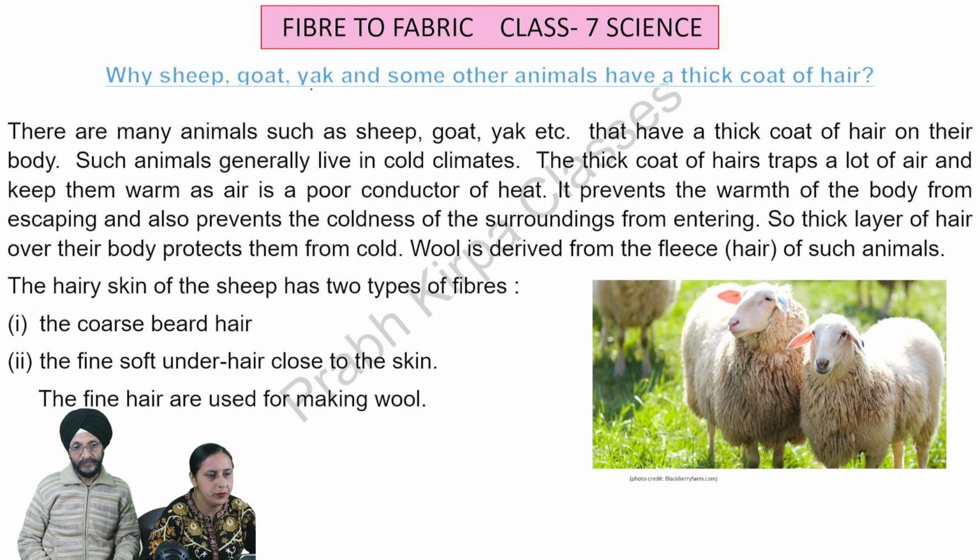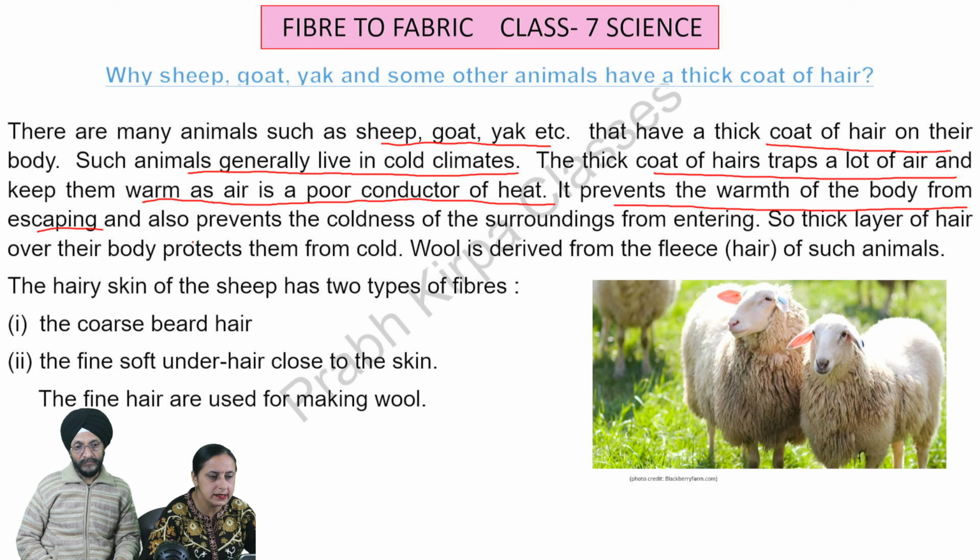Next, why do sheep, goat, yak, and some other animals have a thick coat of hair? There are many animals such as sheep, goat, yak, etc. that have a thick coat of hair on their body. Such animals generally live in cold climates. The thick coat of hair traps a lot of air and keeps them warm, as air is a poor conductor of heat. It prevents the warmth of the body from escaping and also prevents the coldness of the surroundings from entering. So the thick layer of hair over their body protects them from cold.